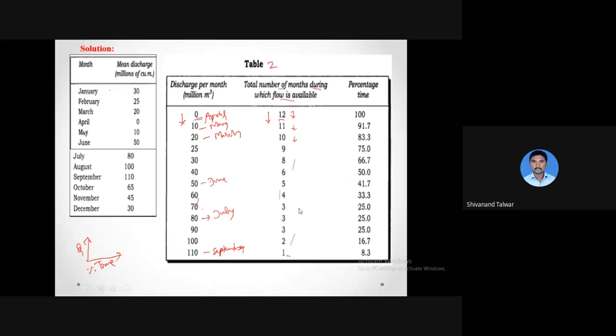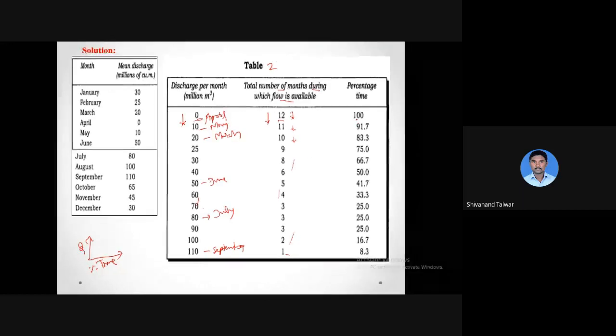Okay, then we are calculating percentage time. Okay, percentage time, that means what? For 0 we are writing it as 100%. Okay, for 0 we are writing it as 100%. Then for that is second reading, that is for 10 we are writing it as 91.7.